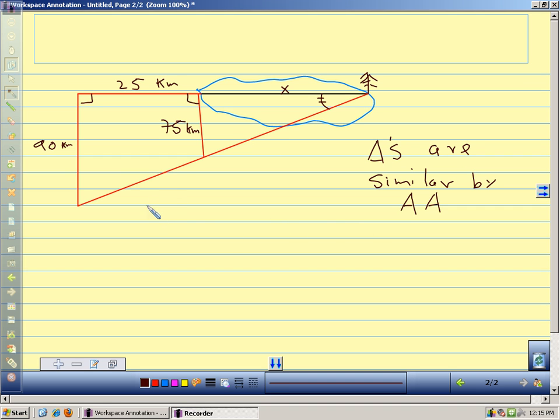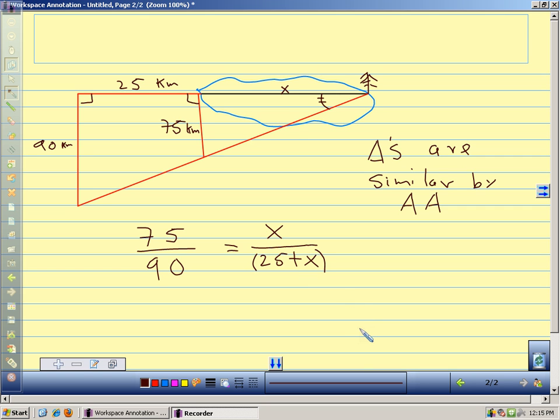So let's set up a ratio between the sides. For the small triangle, the base is 75. So I'm going to say 75 divided by 90. This side of the small triangle and this side of the big triangle equals this side of the small triangle, which is x, over the big side of this triangle, 25 plus x. And now we can figure out how far it is across the lake.